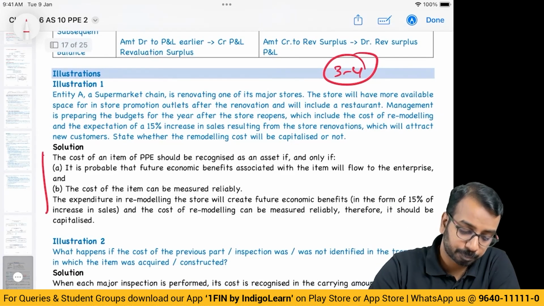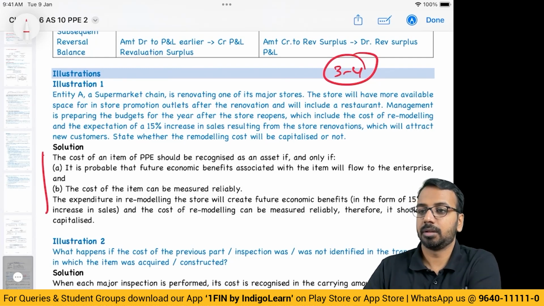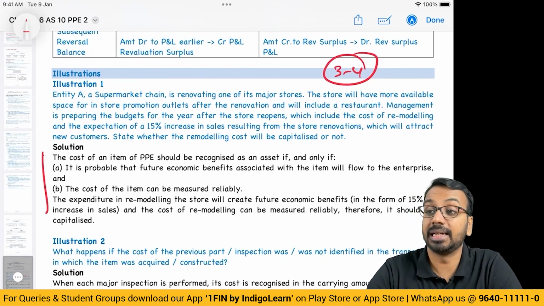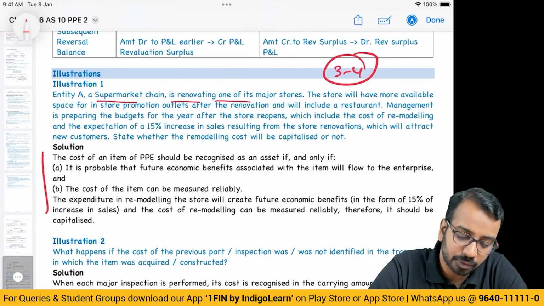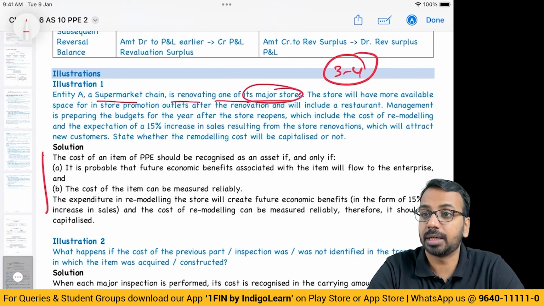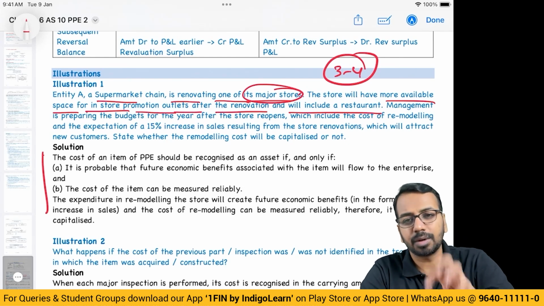Okay. See this question. This question will help you understand how we answer these types of questions for examination purposes. Entity A, a supermarket chain, is renovating one of its major stores. So there is renovation being carried out. The store will have more available space for in-store promotion outlets after the renovation and will include a restaurant. So we are doing some renovation.